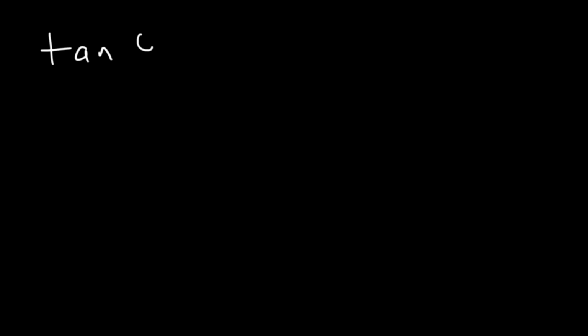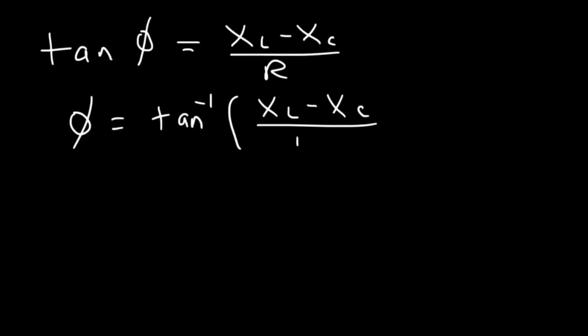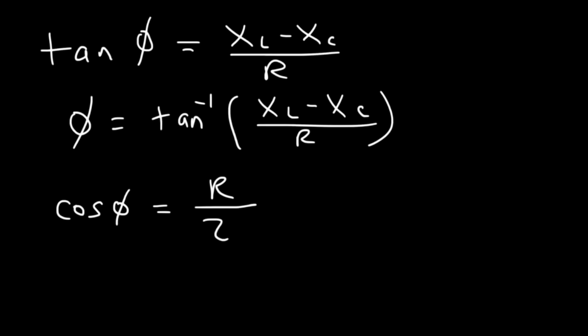If you want to find the phase angle, tangent of the phase angle is XL minus XC over R. So the phase angle is going to be the arctan of the inductive reactance minus the capacitive reactance over the resistance. You can also use this equation: cosine of the phase angle is equal to the resistance divided by the impedance. Cosine of the phase angle is also known as the power factor.